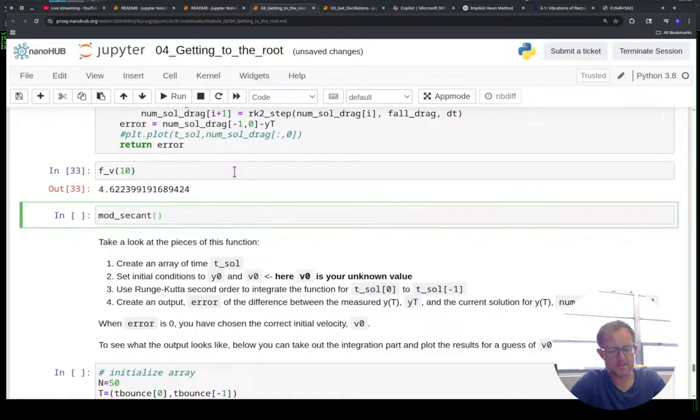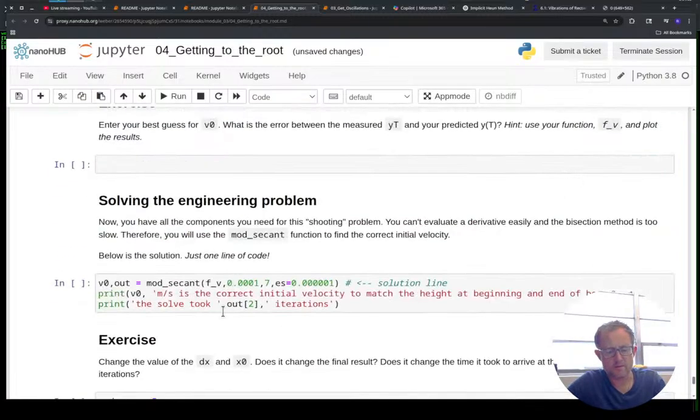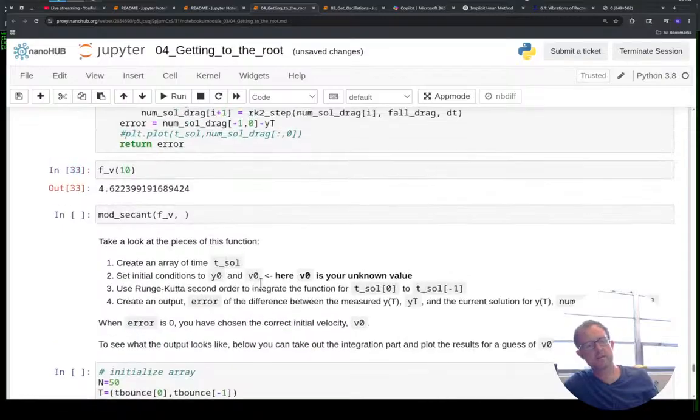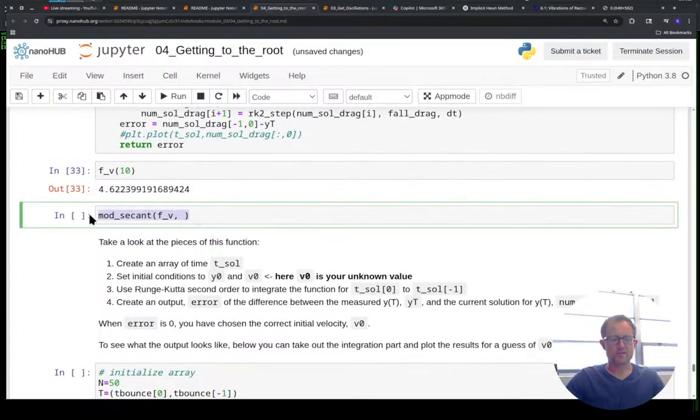And now I could take mod secant of FV, and let's double check. For mod secant, I need the delta x, like how big the step size is to evaluate the derivative. And actually, yeah, let's try that out. For v trial equals np.linspace of 1 to 10. We know that it's somewhere between 1 and 10.